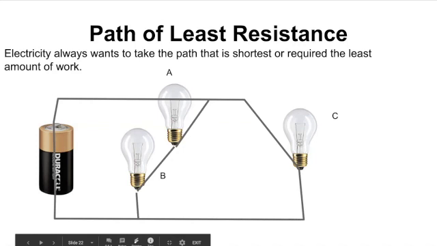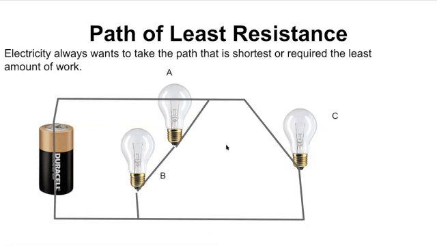Now, let's look at our second path we could possibly have. We'll start on the positive side, go down, go down, go down. We can keep going all the way to light bulb C. Then we're going to go down and it's going to continue back to the negative side of our battery. So those are our 2 possible paths. The paths that go across light bulb A and B, and the paths that go across light bulb C.